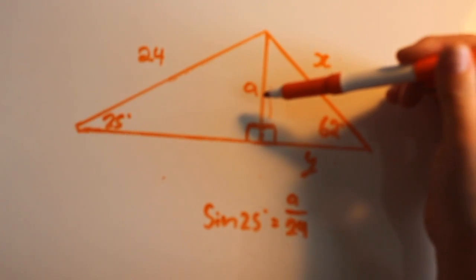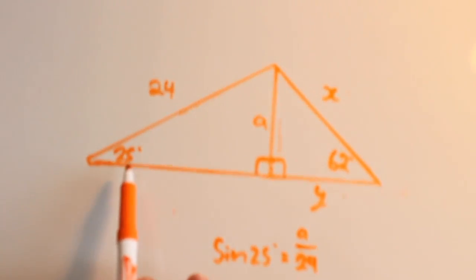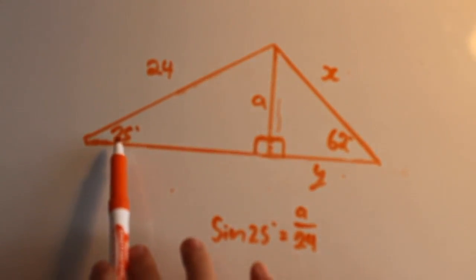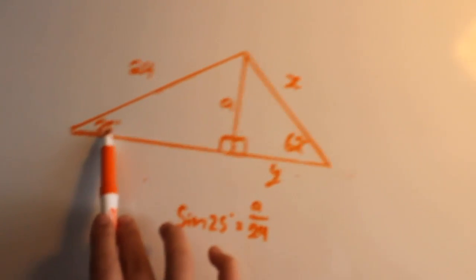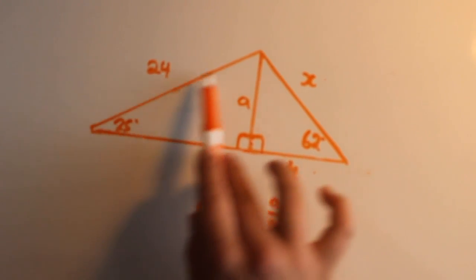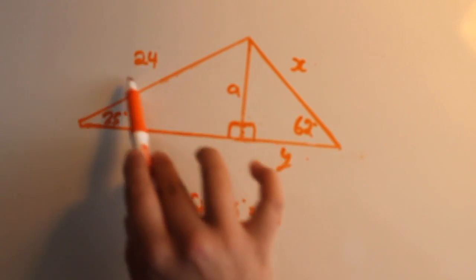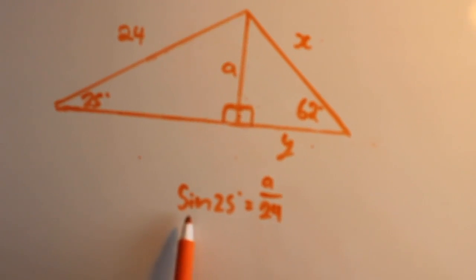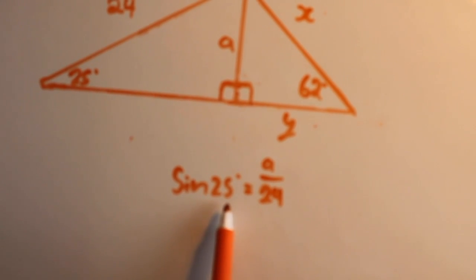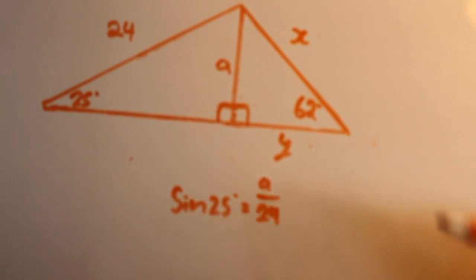So to find A, we would need to use sine. We use sine because A is the opposite of 25 degrees and the only given side length that we have is 24. So we would write it like this: sine 25 degrees is equal to A over 24.